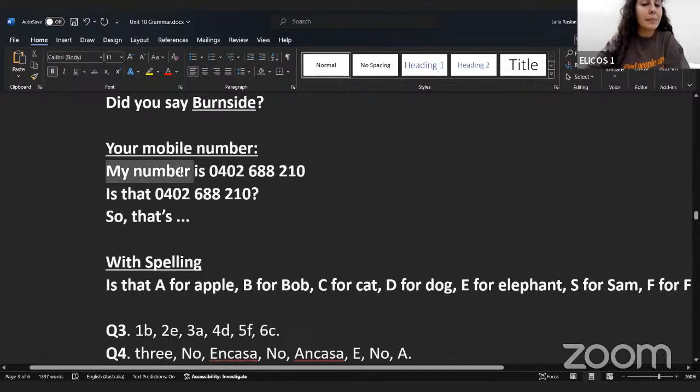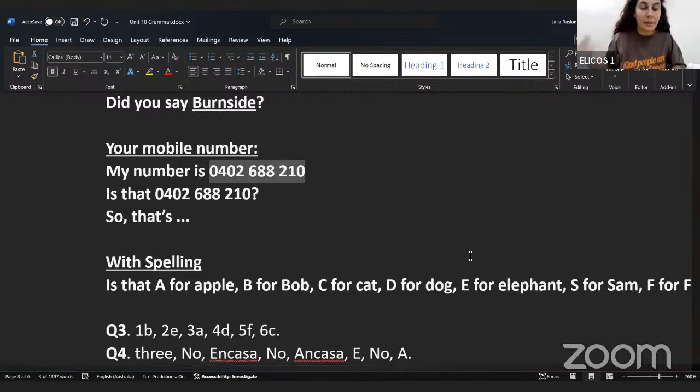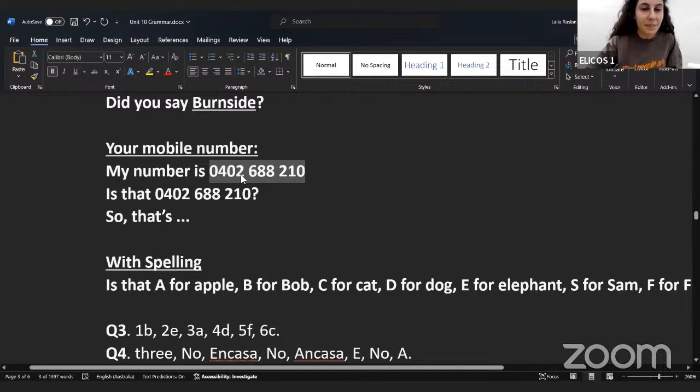So for example, my number is 0402, 688, 210. And even if I write it, I need to put that space. Can you see that there's a space here? This will make it very easy for people to read your number and to respond, because maybe they want to ask you, let me check that, is that 0402? So maybe they want to see if they heard you correctly. So always say the first four numbers, pause, three numbers, pause, and the last three numbers.